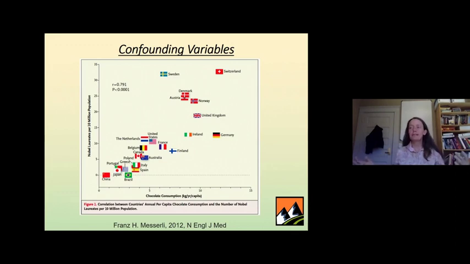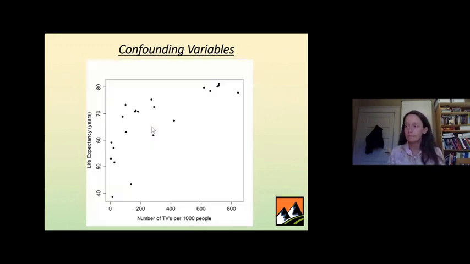So we see there's this strong association. One would say, well, maybe if we all start eating a ton of chocolate, we'll produce a bunch of Nobel laureates, right? So that's the idea of a cause and effect conclusion when you see a relationship, whereas there are likely some other things that are causing this actual relationship, and a lot of times we don't even know what these underlying relationships or confounding variables are.